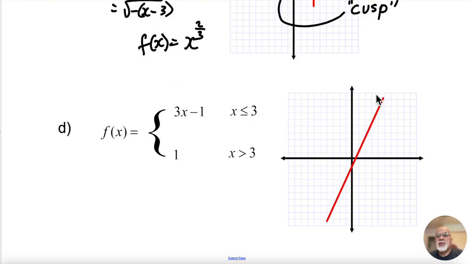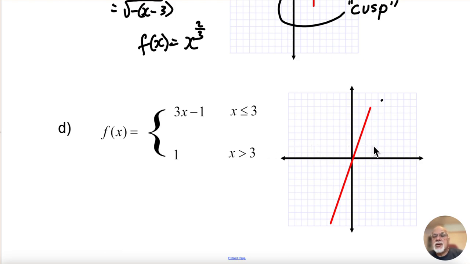So what I'm going to do is to just change this. So when it's 3, this would be 9 minus 1, which is 8. So this point over here would be at 3 and 8, which would be about here somewhere. And this would probably be a bit steeper like that. It has a slope of 3. And it says f of x is equal to 1 for x's which are bigger than 3.